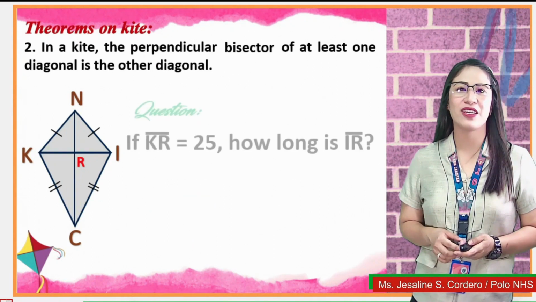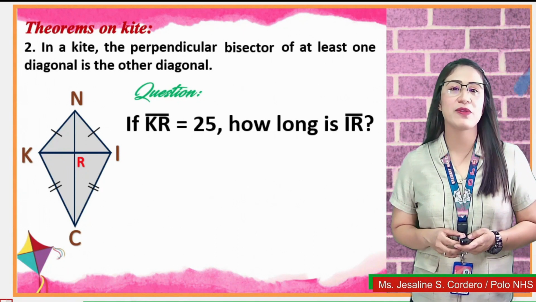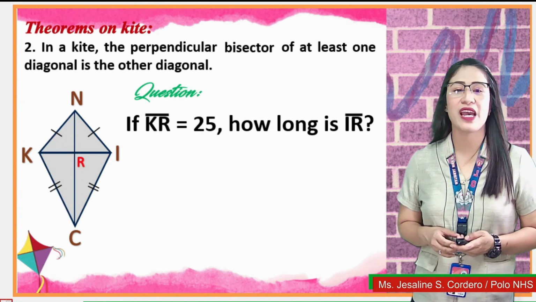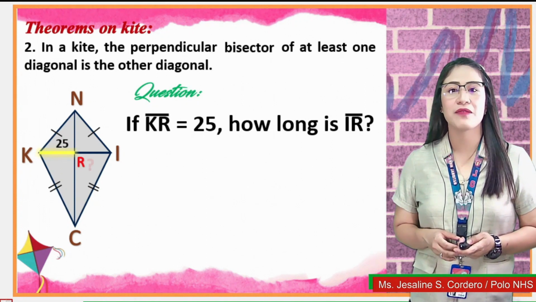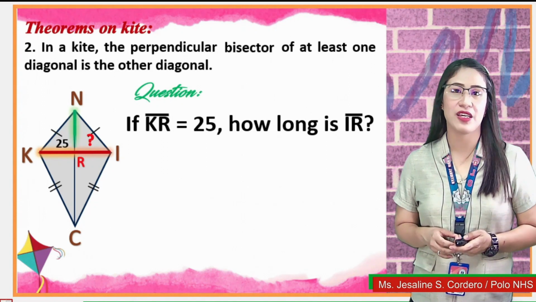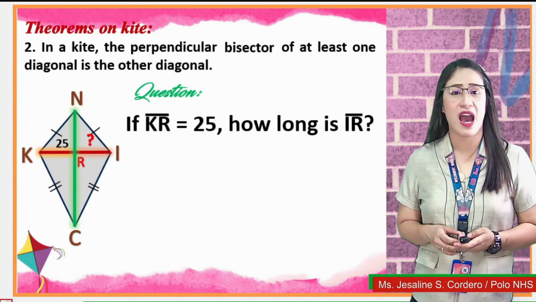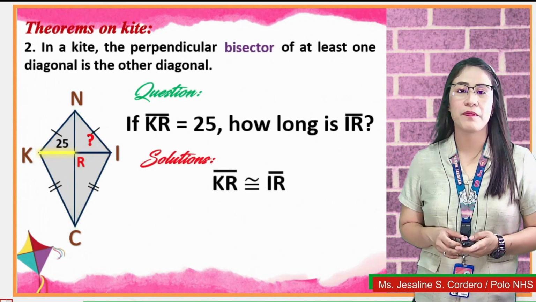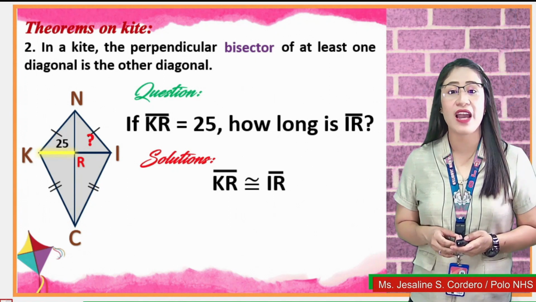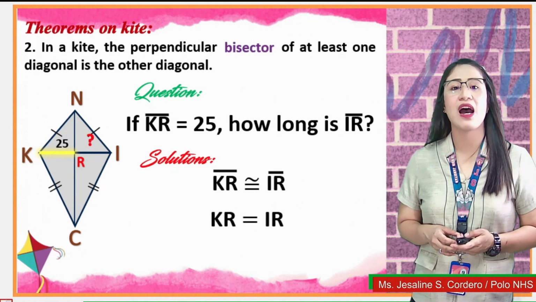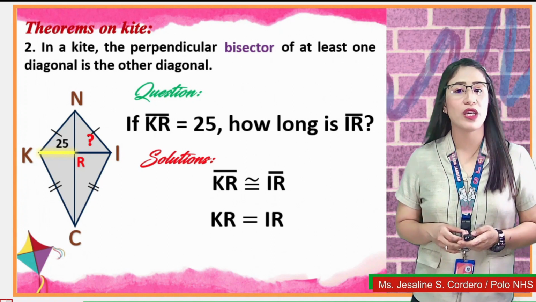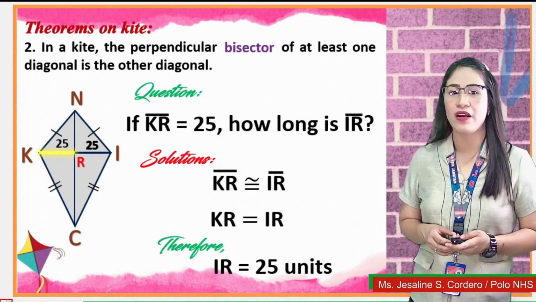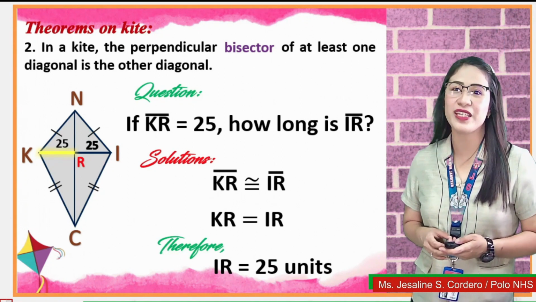A question based on theorem number 2. If the measurement of segment KR is equal to 25, how long is segment IR? Since segment NC bisects segment KI at point R, segment KR is congruent to segment IR because it divides KI into two equal measures. Therefore, the measurement of segment IR is equal to 25 units also.